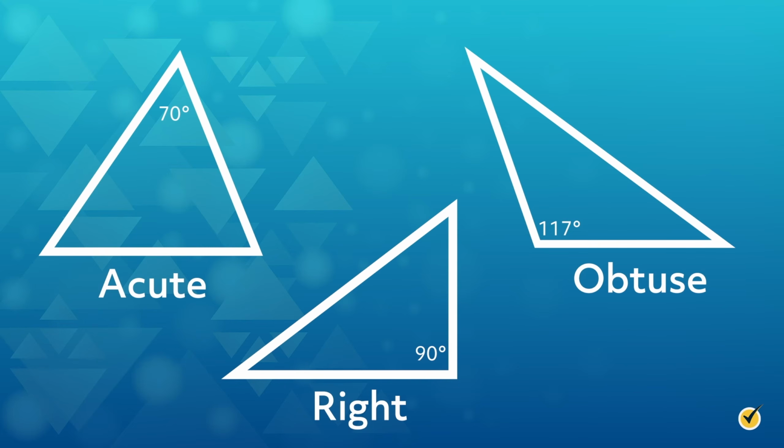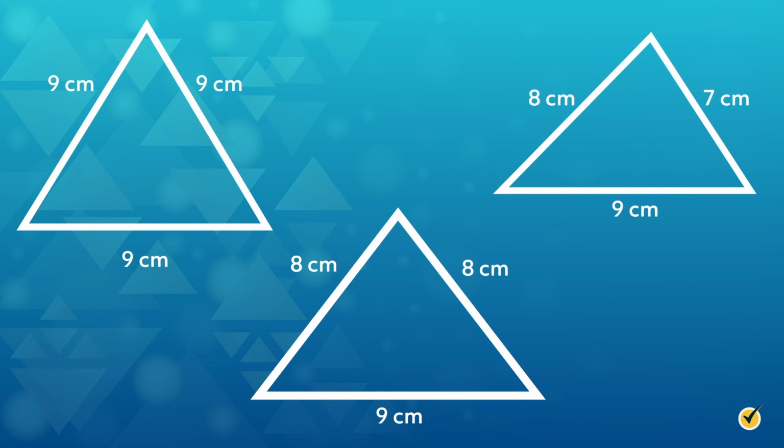Our second set of triangles is categorized by how many of the sides have the same length. Here are 3 triangles with the lengths of the sides included. In the triangle on the left, we can see that all 3 sides are the same length and measure 9 centimeters. A triangle like this one where all the sides are the same is called an equilateral triangle. It's not too tough to remember the name since the beginning of equilateral sounds like the word equal, and the word lateral means side. In the middle triangle, we can see that 2 of the sides are the same length and measure 8 centimeters, while the third is 9 centimeters.